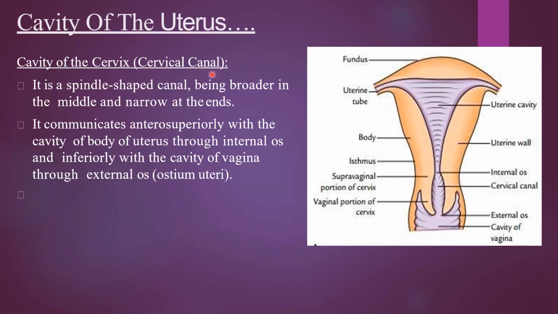Coming to the cavity of cervix. It is otherwise called cervical canal. It is a spindle-shaped canal because it has a broader middle portion and narrow ends. It communicates anterior superiorly with the cavity of body of uterus through the internal os and inferiorly with the cavity of vagina through the external os. External os is otherwise called ostium uteri.